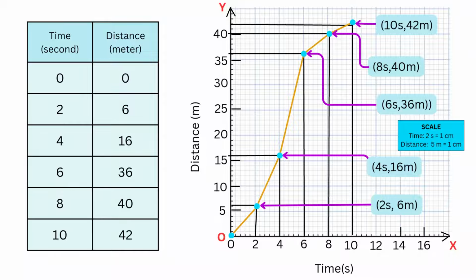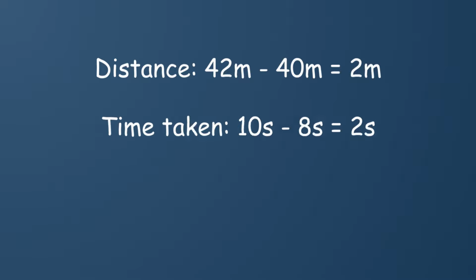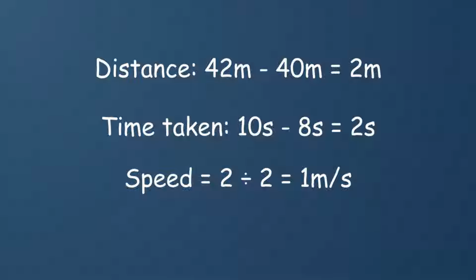To find out how fast the car was moving near 10 seconds, we can look at the small straight line on the graph between the two nearby points, 8 seconds, 40 meters, and 10 seconds, 42 meters. Let's find the distance covered in that time. 42 minus 40 is 2 meters, and the time taken, 10 minus 8, is 2 seconds. Now, when we divide 2 meters by 2 seconds, we get 1 meter per second. This means around 10 seconds, the car was moving quite slowly, only about 1 meter per second.